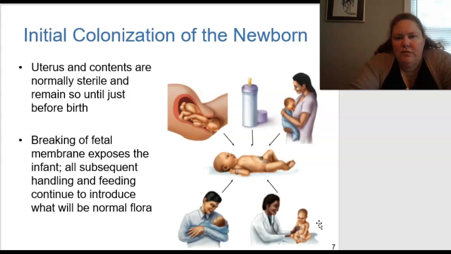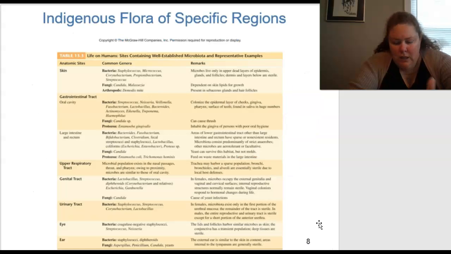So for instance, again, the uterine contents are normally sterile and they remain so until just before birth. And then breaking the fetal membrane is going to expose the infant, and therefore all subsequent handling and feeding will continue to introduce flora that will become normal for that baby.